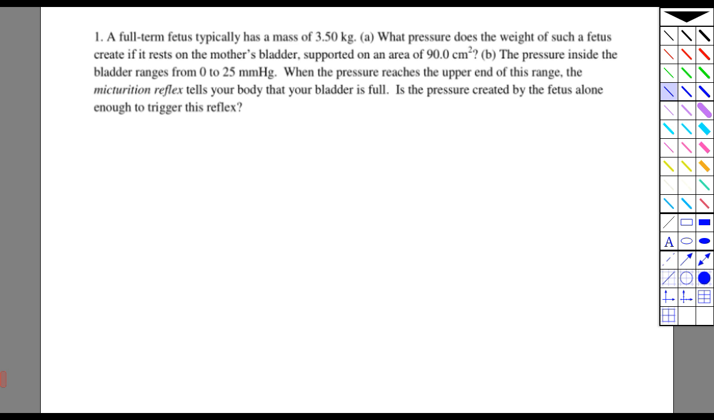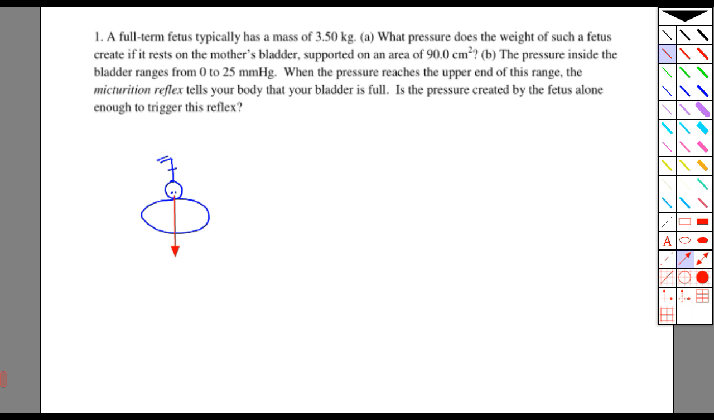So the first thing we do is let's draw a picture. So I'm going to represent this thing here as our bladder, and let's have our fetus. So let's say this fetus is almost full term, so it's hopefully upside down and resting on the bladder. Obviously this isn't to scale. Okay, so what do we know? Well, there's a force due to the weight of the fetus, which is downwards. So this is the weight.